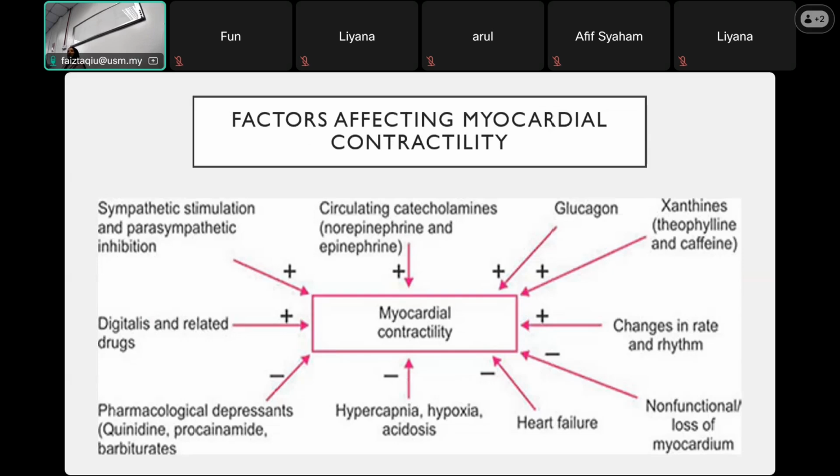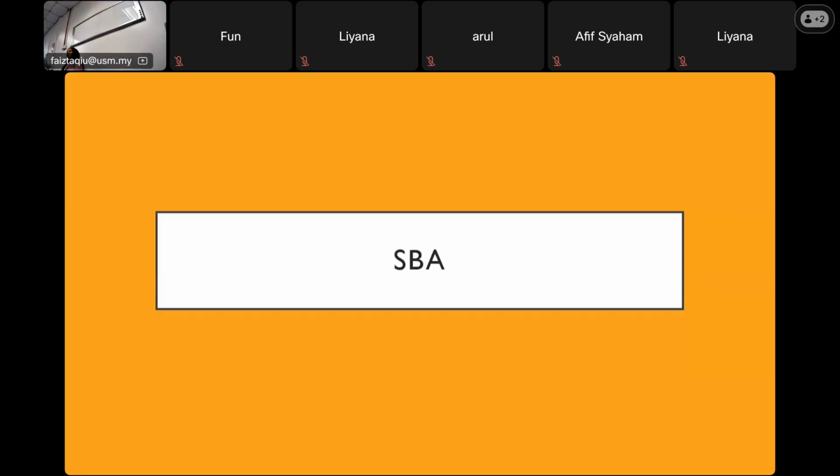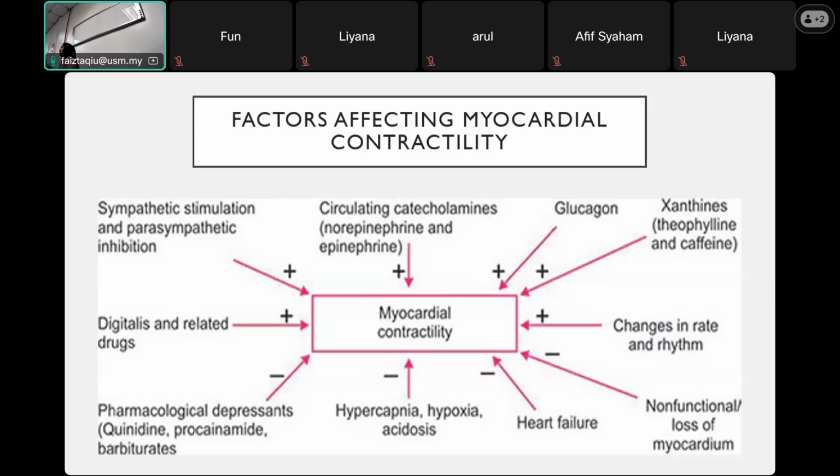Okay, good. All right, tak apa. At this point, I want to summarize lah. Cardiac output is an important topic in cardiovascular system. It's a core topic. So what you have to know according to the syllabus is first the cardiac output and the factors affecting the cardiac output. Okay, so you kena tahu first the definition of cardiac output. Alright. And then you kena tahu the determinants of cardiac output.